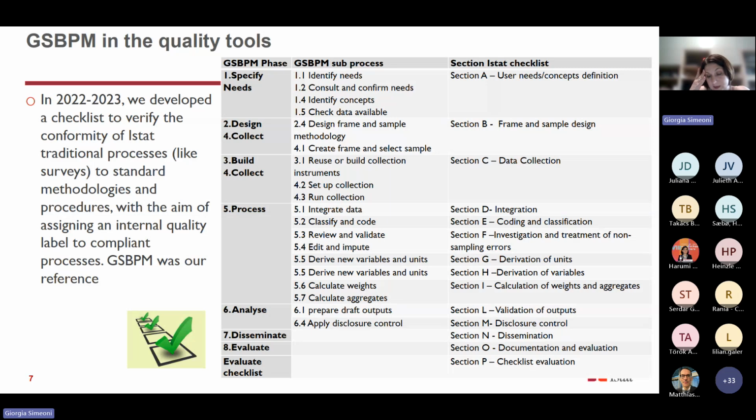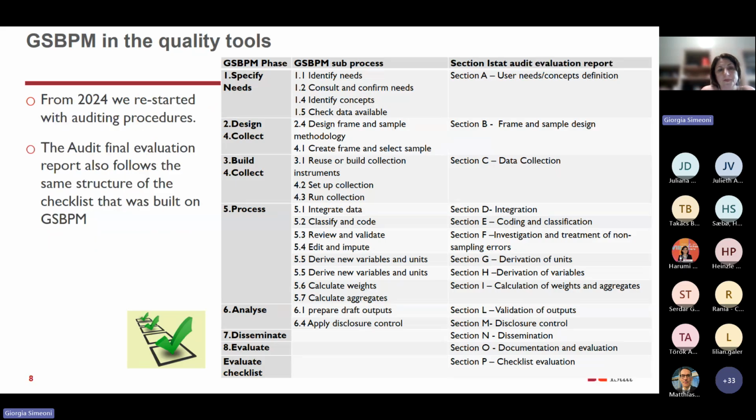The checklist was administered to more than 200 statistical processes, and now we have a percentage of compliant ones that is more than 75%, and the remaining ones are implementing some improvement actions to reach compliance. From 2024, we also restarted the internal auditing procedures, and the final evaluation reports follow the structure of the checklist and were also built referring to GSBPM. We use GSBPM as a sort of canvas of reference to which we refer when we develop this kind of tools.